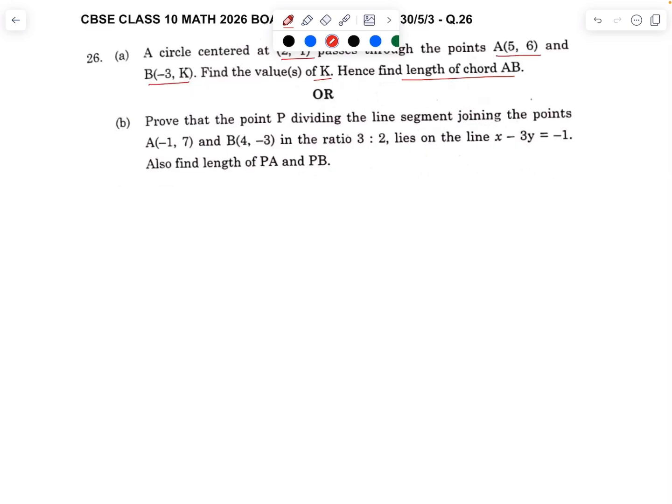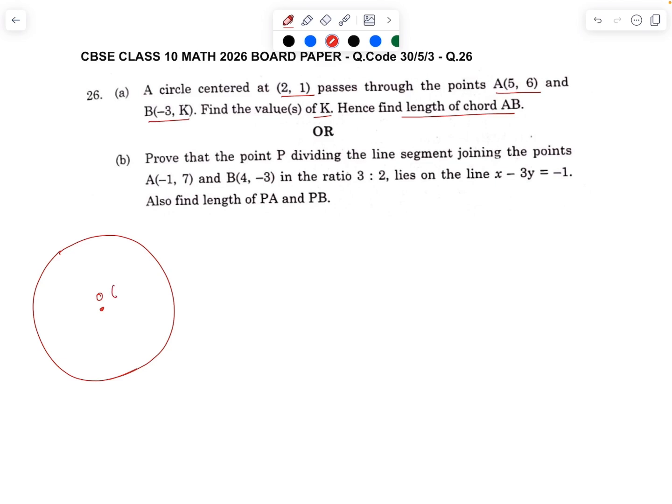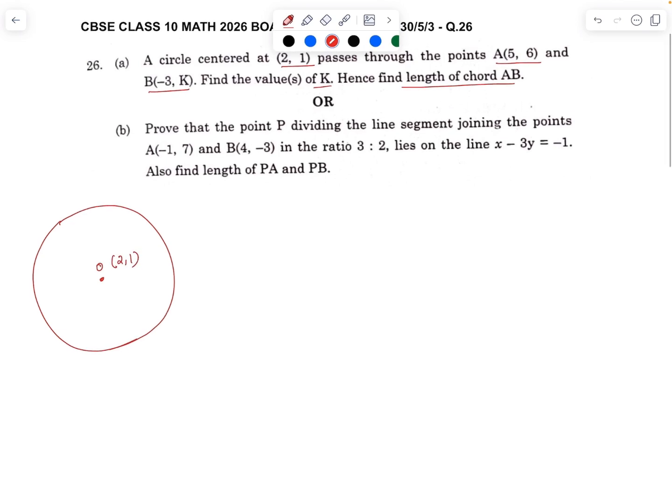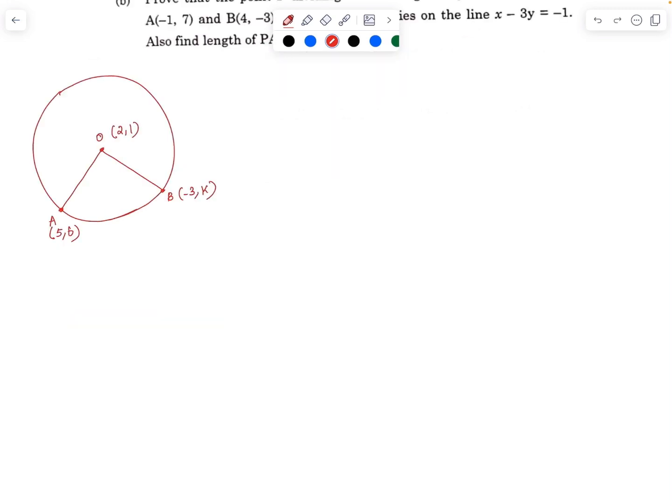Let's draw a rough sketch of a circle with center O. The coordinates of O is (2, 1). The circle passes through the points A (5, 6) and B (-3, k). Let this be A (5, 6) and B (-3, k). OA and OB are the radii of this circle. So OA and OB are equal in length.